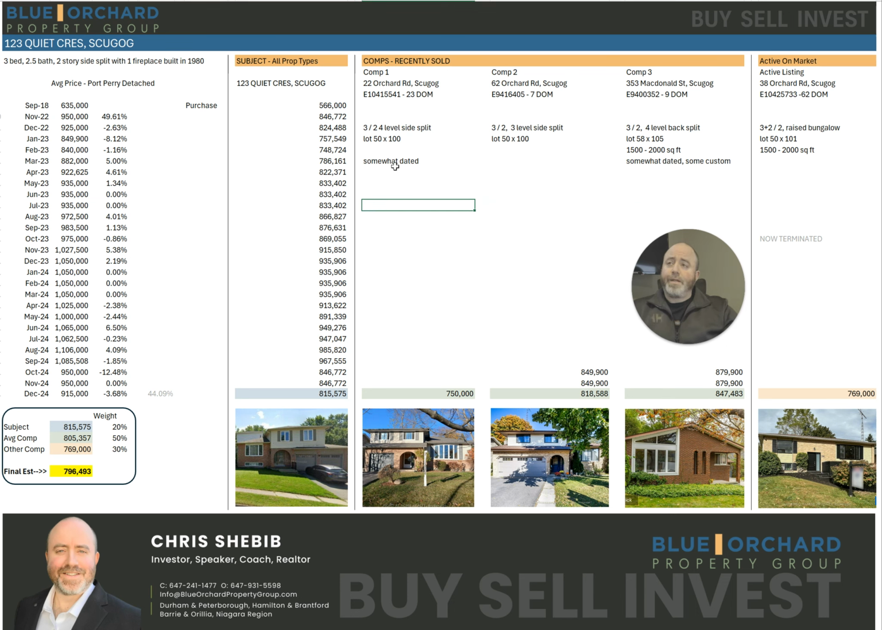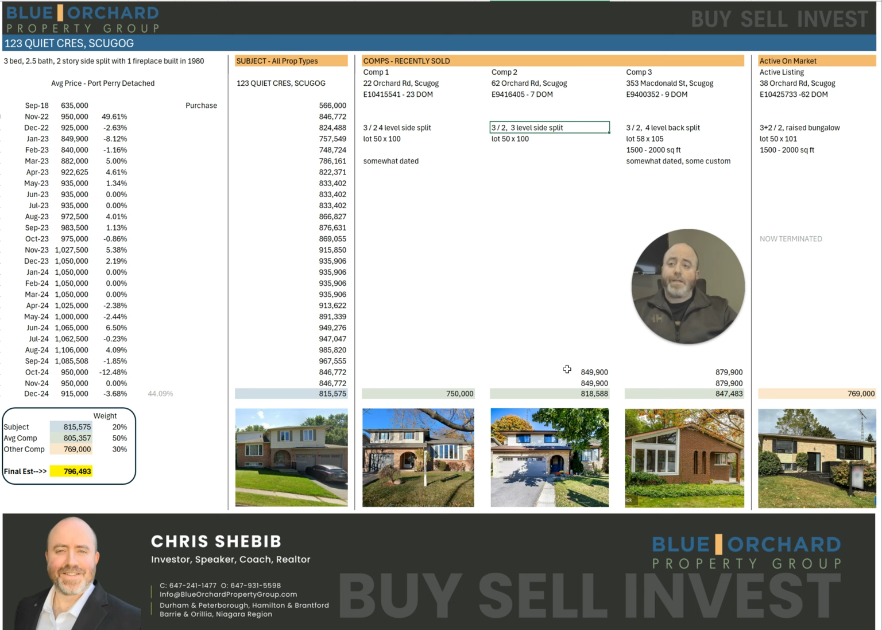Similar size lot, somewhat dated. This one happened to sell in December of 2024 for $750. It's a little more dated than the subject property, and so this will get factored in here in a second. 62 Orchard, same 3-level split in this case, still goes for that 20% premium.